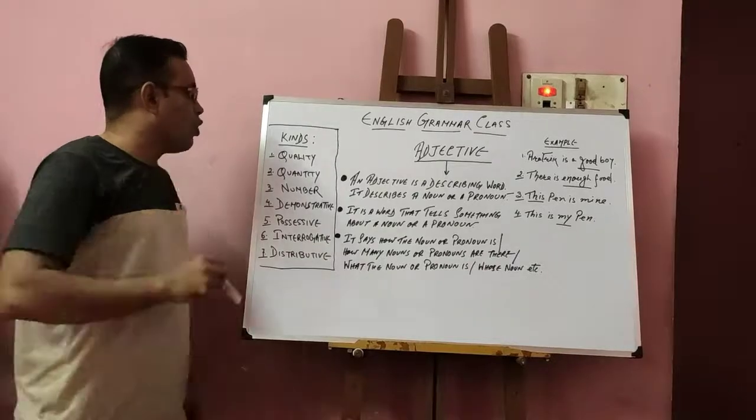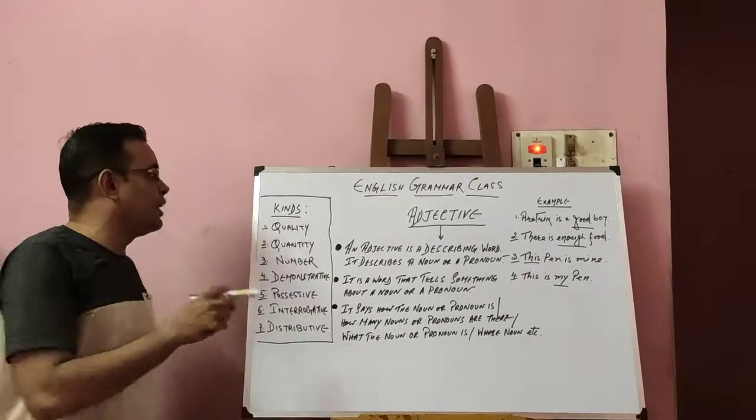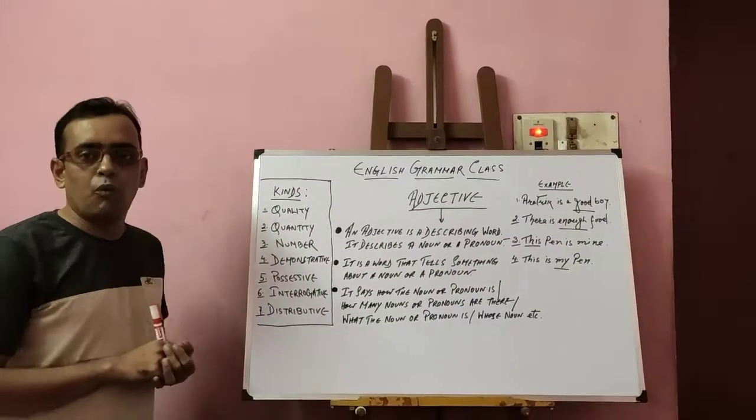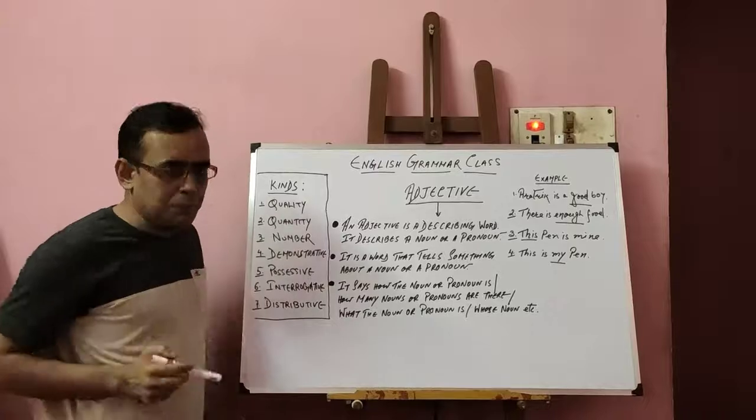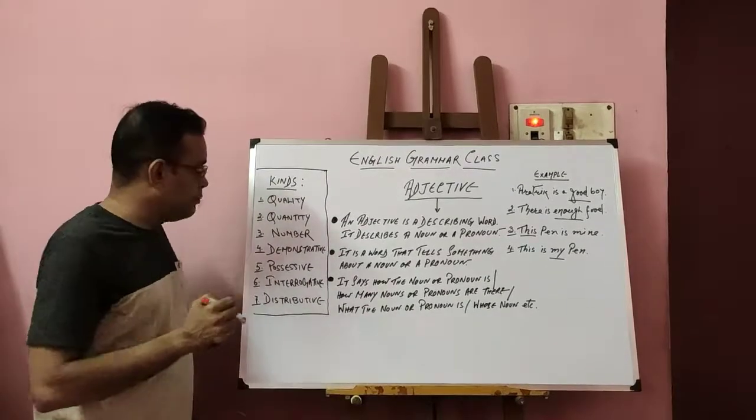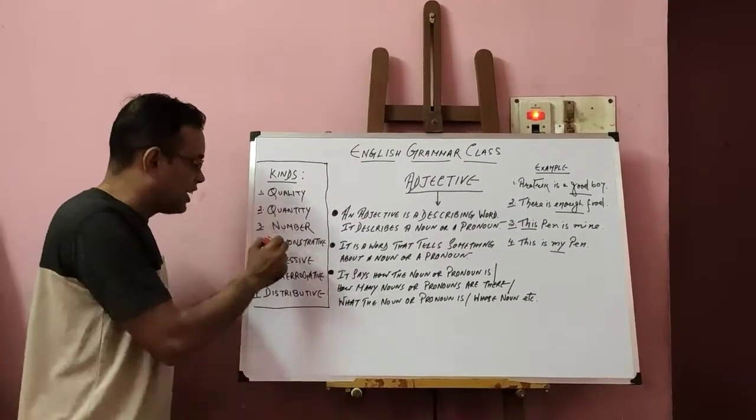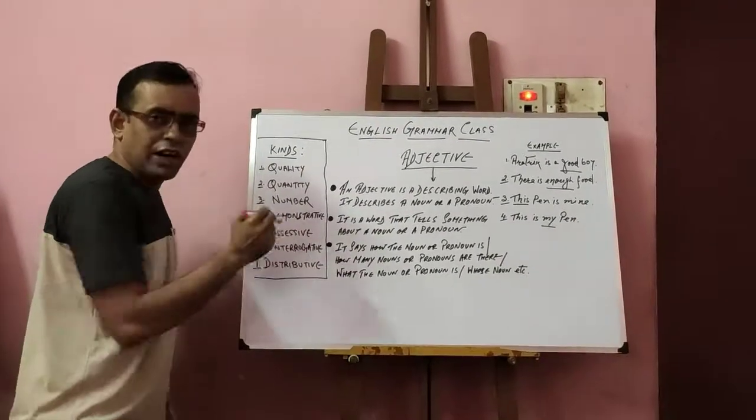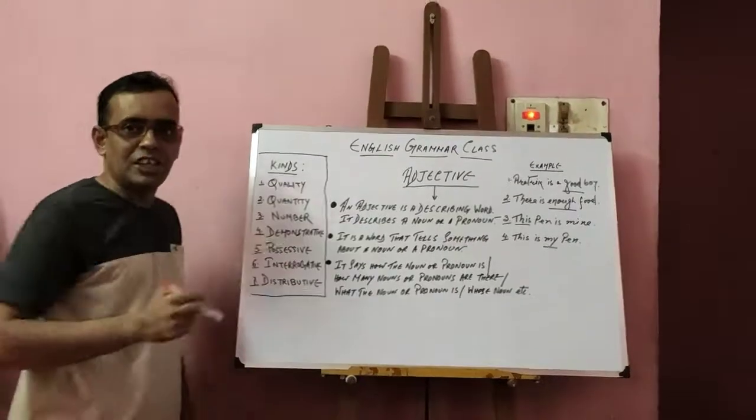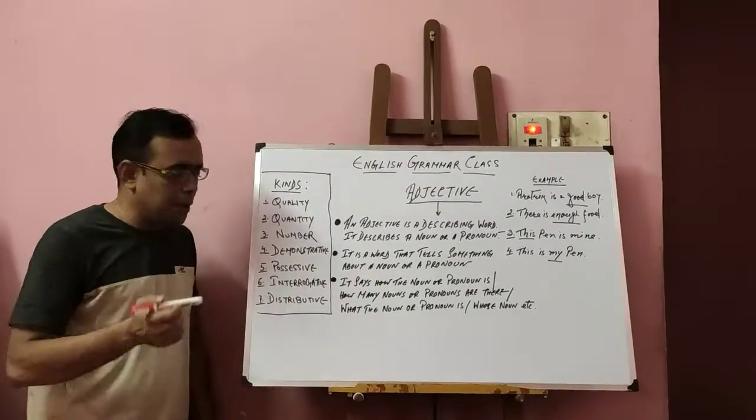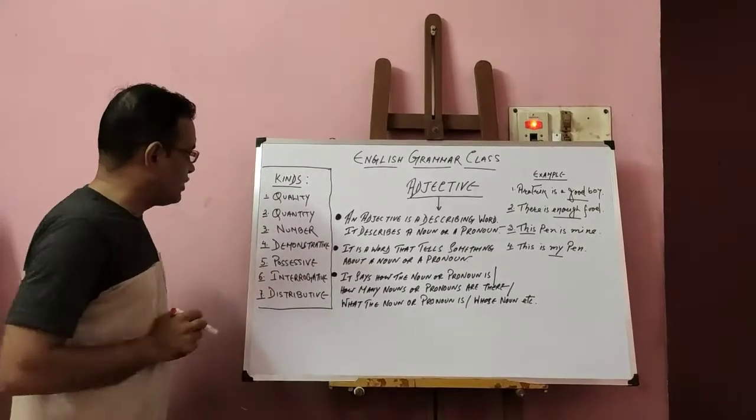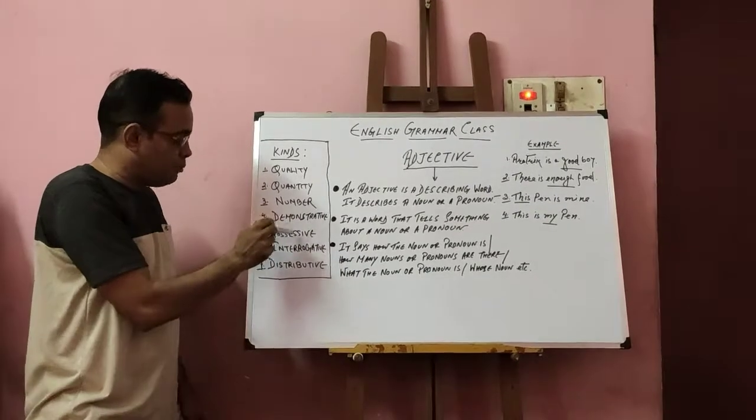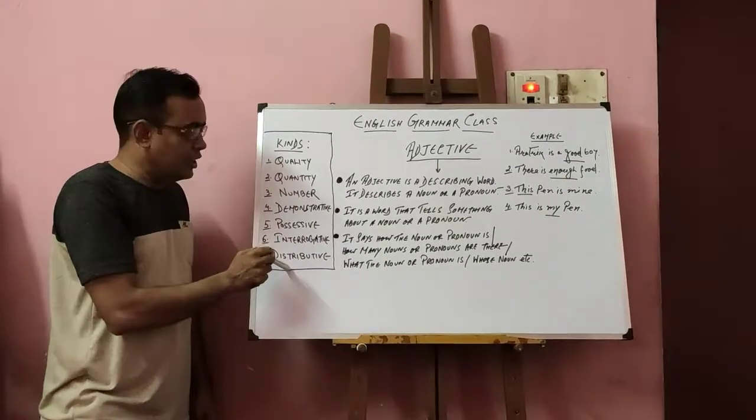Right. Now we go for kinds. We have to get to know how many kinds of adjectives there are. There are usually 7 kinds of adjectives. What are they? Adjective of quality, adjective of quantity, adjective of number, demonstrative adjective, possessive adjective, interrogative adjective, and distributive adjective. Distributive pronoun is also there, but that is distributive adjective. So: quality, quantity, number, demonstrative, possessive, interrogative, distributive.